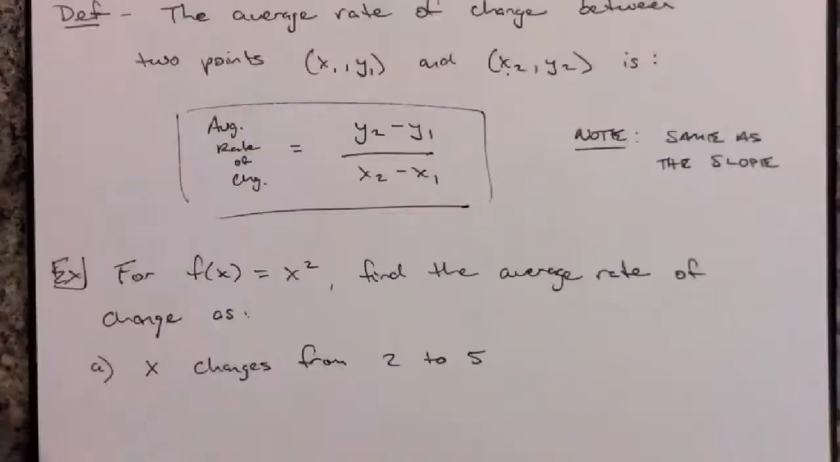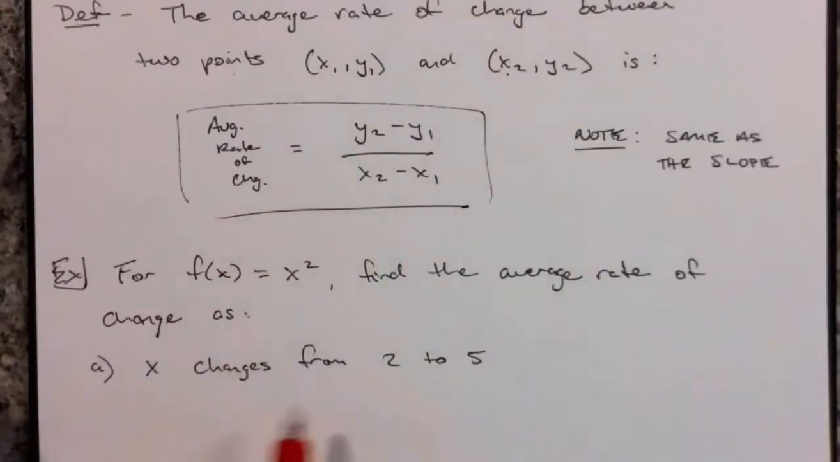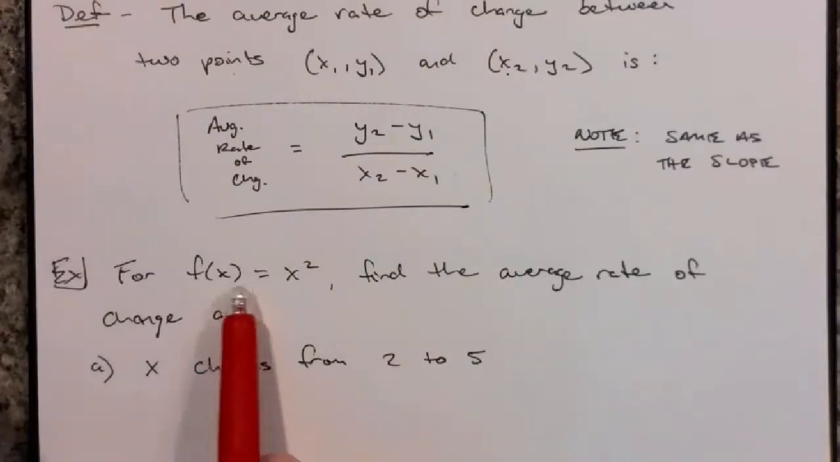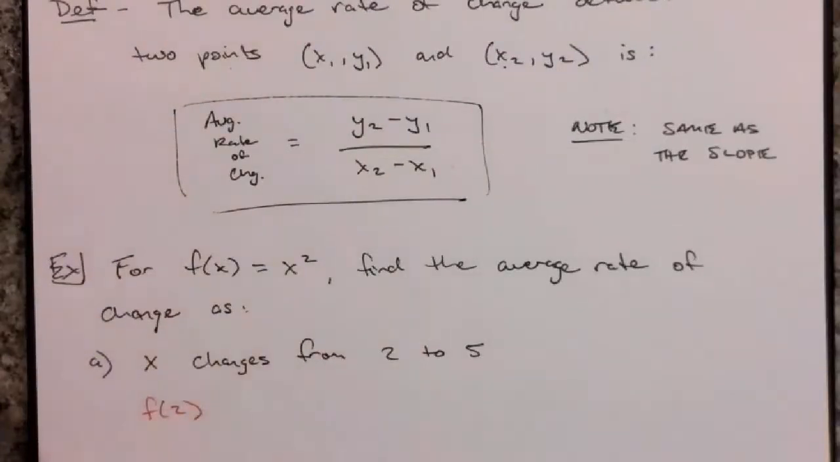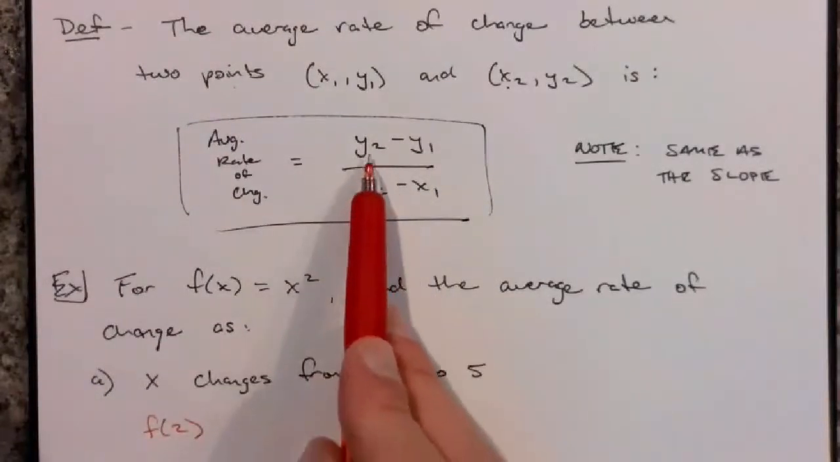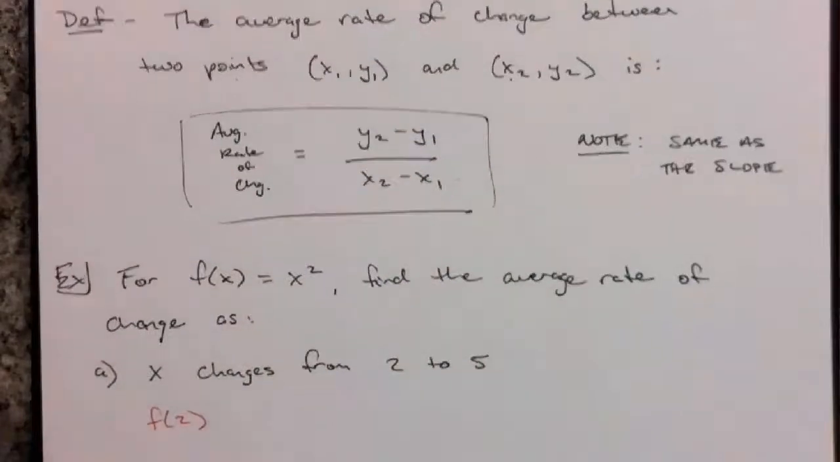The whole formula is based on the fact that we have 2 different points, x1, y1, and x2, y2. So to find the y coordinate that goes along with each of these, you want to substitute them in for x into our function and then evaluate to find the y value. So I need f of 2, which is really the y value at 2. Sometimes you might see this formula even written with f of b minus f of a over b minus a. It means the same thing.